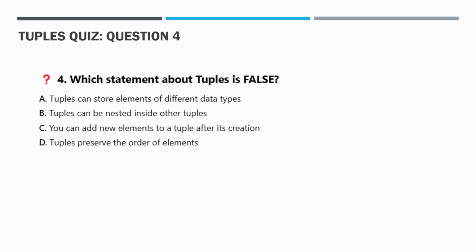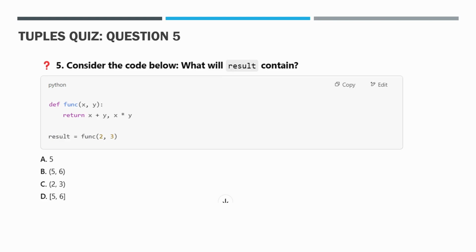And fourth is, which statement about tuples is false? Tuples can store elements of different data types. Tuples can be nested inside other tuples. You can add new elements to a tuple after its creation. Or, tuples preserve the order of elements. Put your answer in the comment section. And last question is, look at this code that is mentioned below. What will a result contain? Option A, B, C, or D?